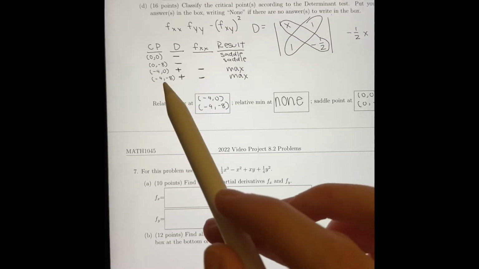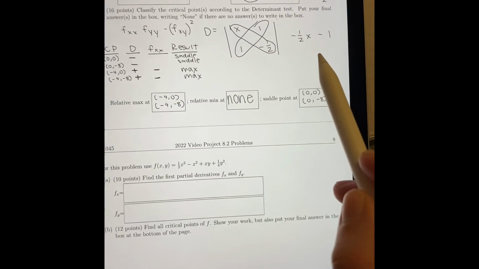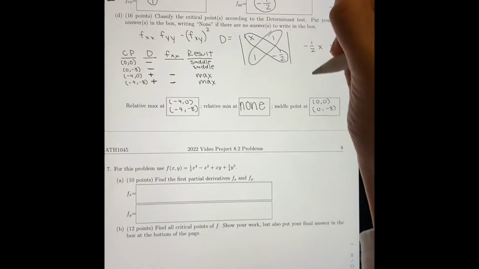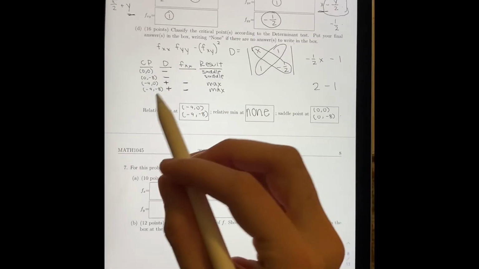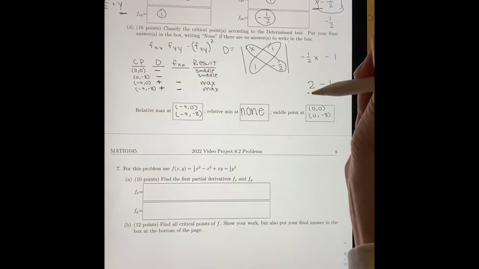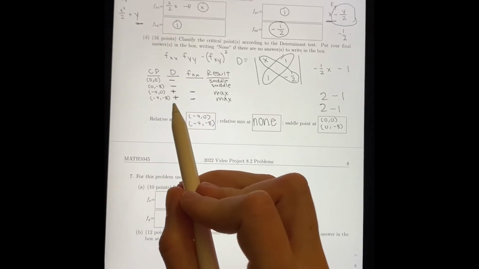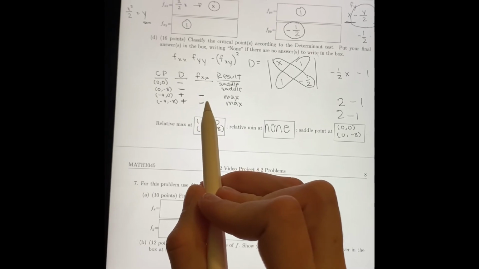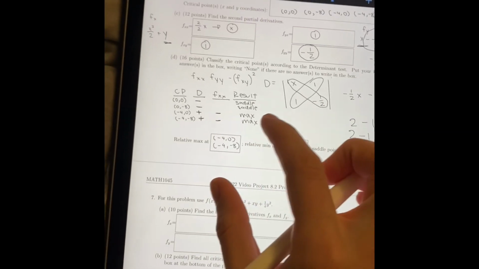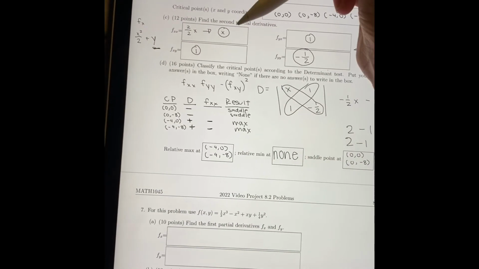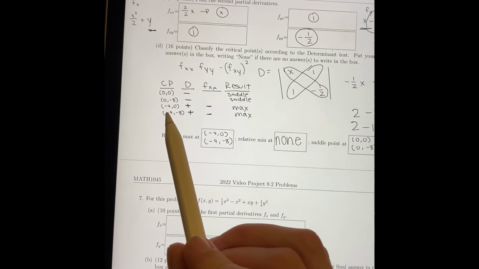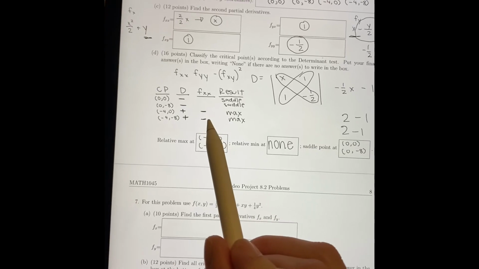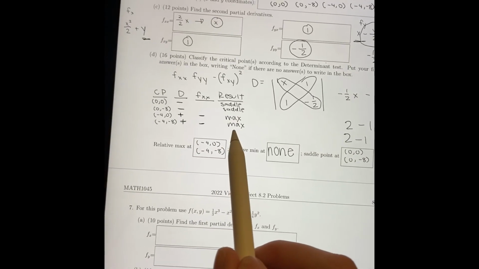When I substitute (negative 4, 0) into the determinant test, I get a positive value because this turns into 2 minus 1, and the same result is true for (negative 4, negative 8), it's also 2 minus 1. Since these are both positive, you have to go to the next step, which is fxx. When I substitute into fxx, which is x, negative 4 equals x, so f of xx is negative, meaning that these are maximums.